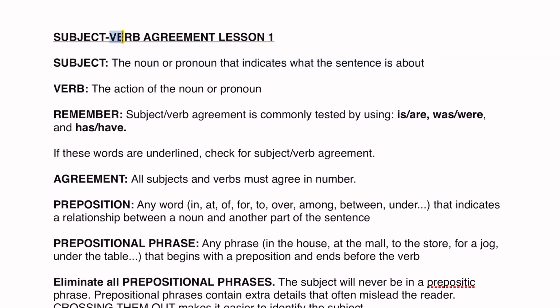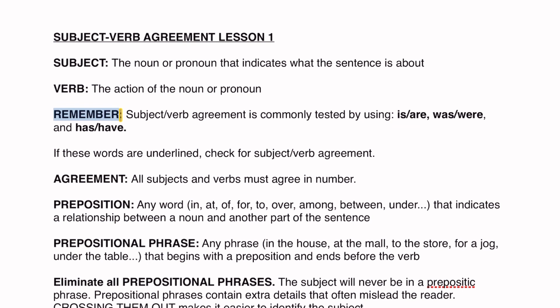Now the second part of the sentence is the verb. Verb. تعال define verb. A verb is the action of the noun or the pronoun. The action of the noun or the pronoun. بالعربي البلدي كده الفعل. So subject is the noun or the pronoun, والverb هو الفعل. These two have to agree. They have to agree. وهنوصل يعني ايه agree. يتفقوا على ايه بالظبط يعني.